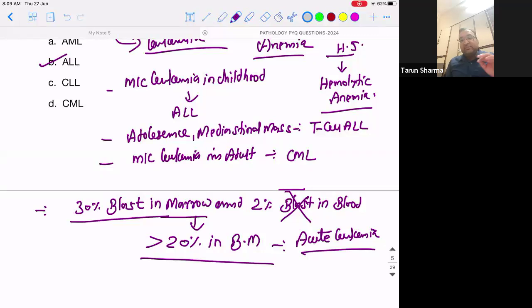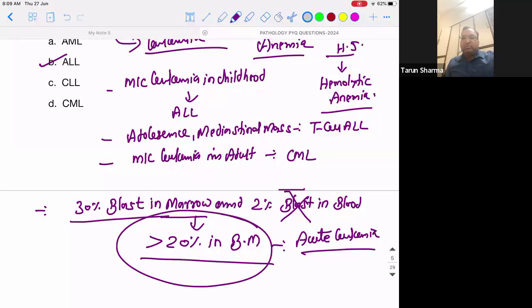But the condition will be altering when peripheral blood has less than 20% blast, but bone marrow is giving more than 20% blast. Then also the answer remains the same, acute leukemia, because the diagnosis rests upon the bone marrow blast. Always. If the bone marrow is having more than 20% blast, it cannot be anything. It is always and always acute leukemia.